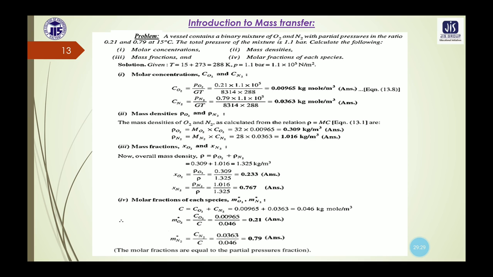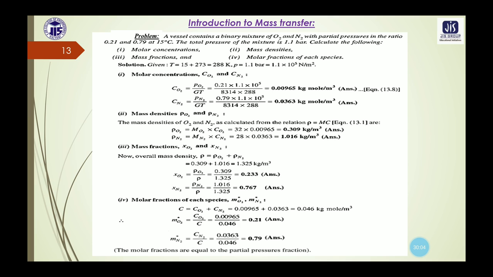Next, for the third part of this numerical, we need to calculate the mass fractions. Now the overall mass density rho equals rho_O2 plus rho_N2. So the total rho we can calculate as 1.325 kg per meter cube. Now the mass fraction of oxygen equals rho_O2 by rho, so that means 0.233, and the mass fraction of nitrogen gas equals rho_N2 by rho, so this is equal to 0.767.